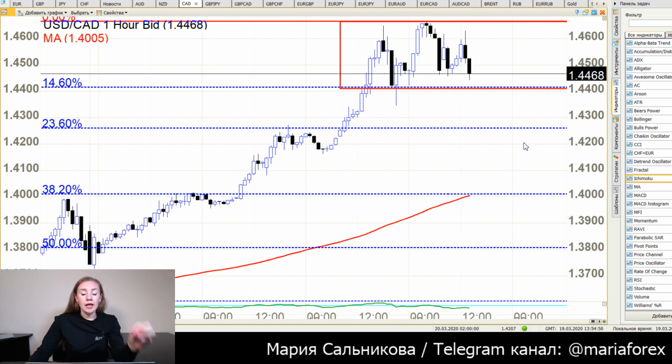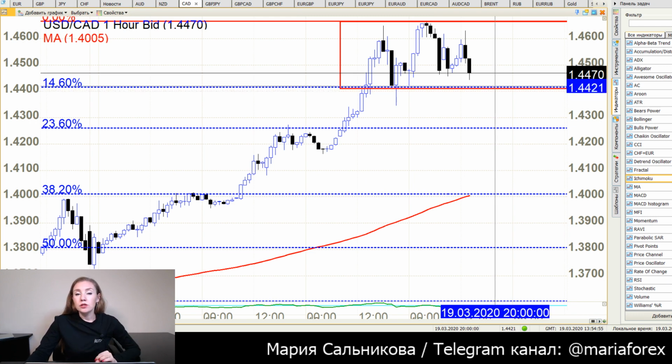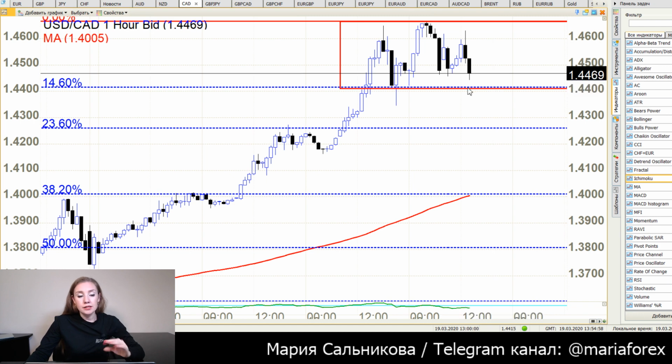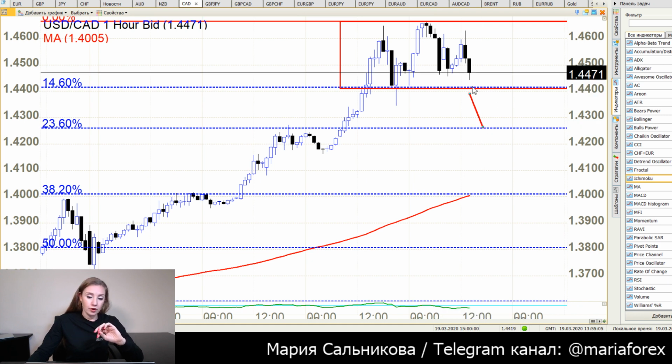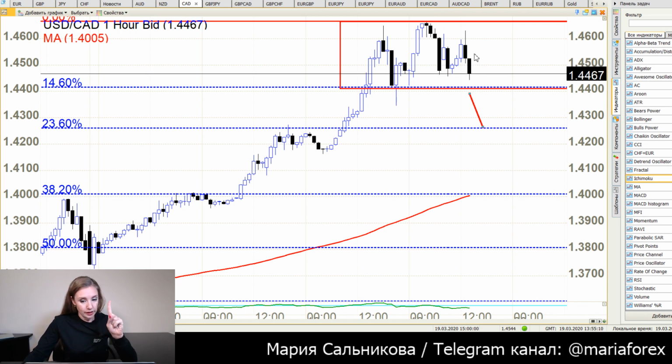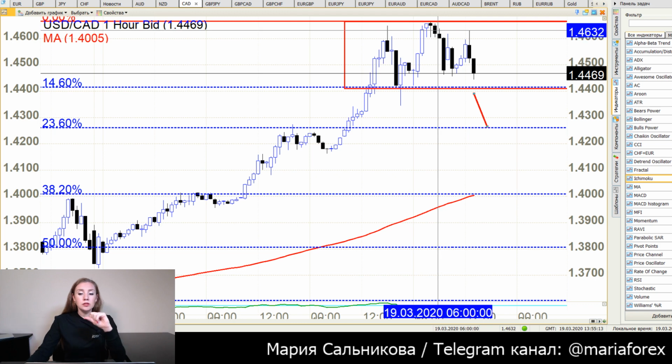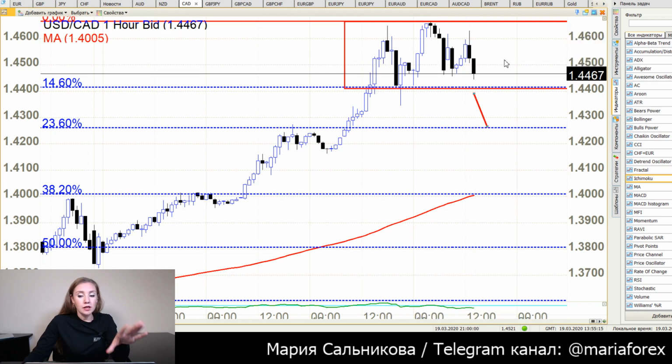You can sell this currency pair only under 1.4420. If the price goes under this level, after that you can get this level 1.4260. Before the breakdown of this level of support, do not sell. Okay, you can sell from 1.4620 with the target 1.45 or 1.44, but the long-term targets to sell you can open only under 1.44.